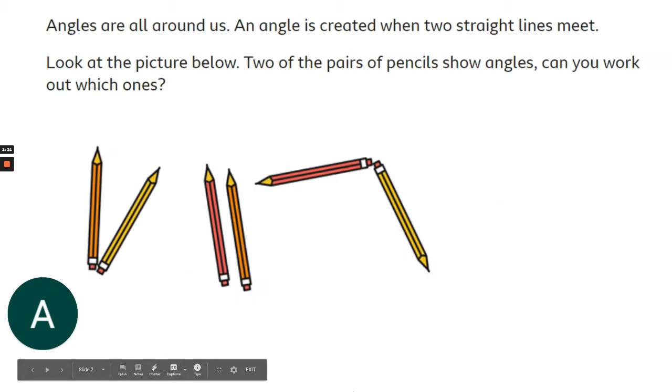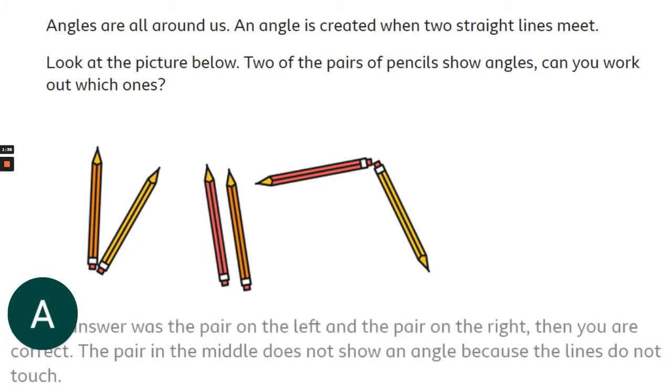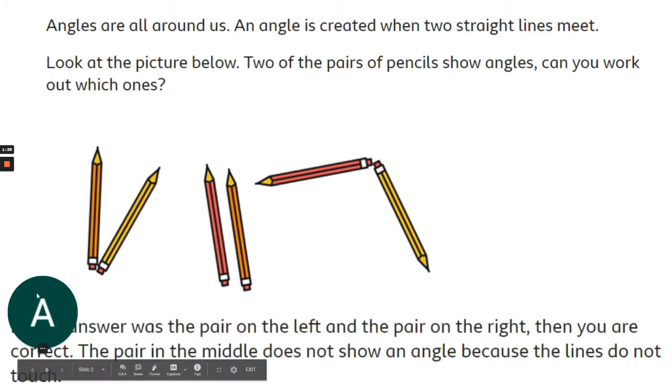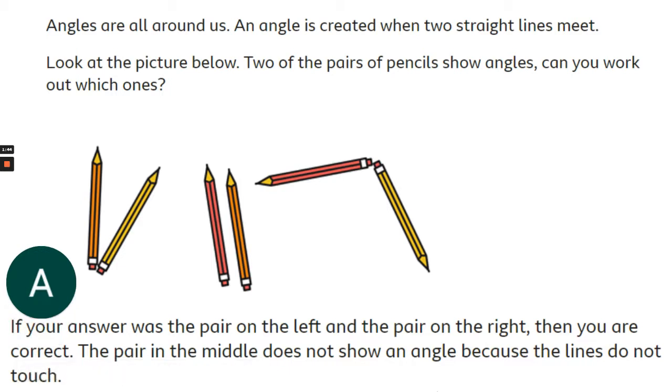Angles are all around us. An angle is created when two straight lines meet. Look at the pictures below. Two of the pairs of pencils show angles. Can you work out which ones? If your answer was the pair on the left and the pair on the right, then you are correct. The pair in the middle does not show an angle because the lines do not touch.